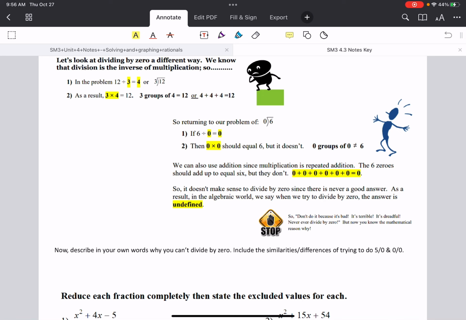Yes. I completely agree. Like what she's saying is, when you divide 12 by 3, it equals 4. So therefore, 4 times 3 equals 12. If you divide 6 by 0 and it equals 0, well, 0 times 0 does not equal 6. So we agree 6 divided by 0 is not 0, it's undefined.